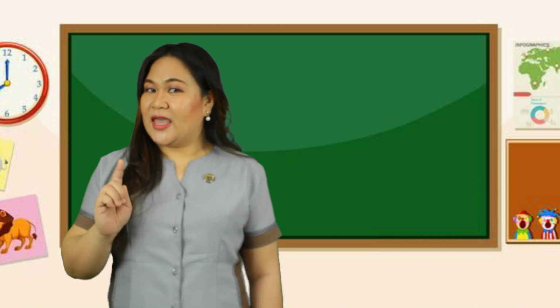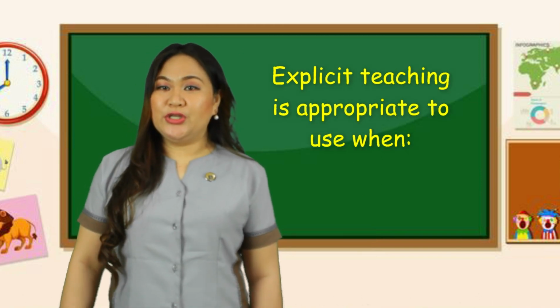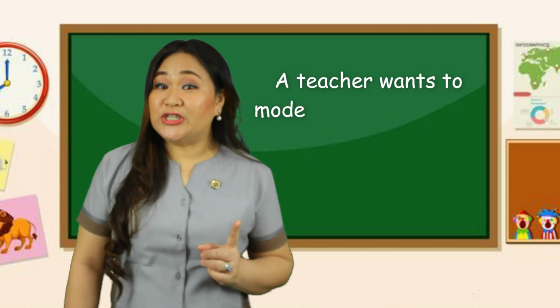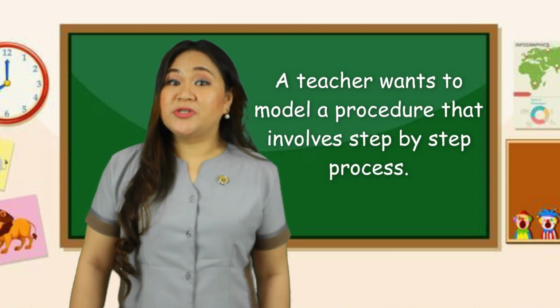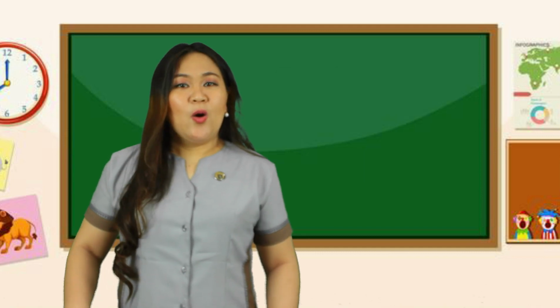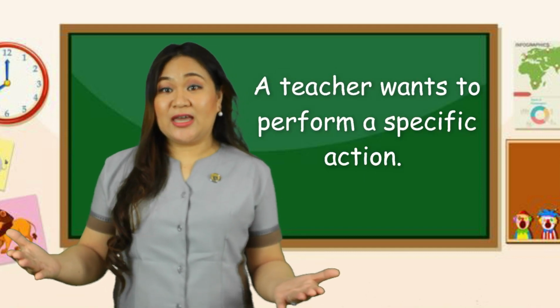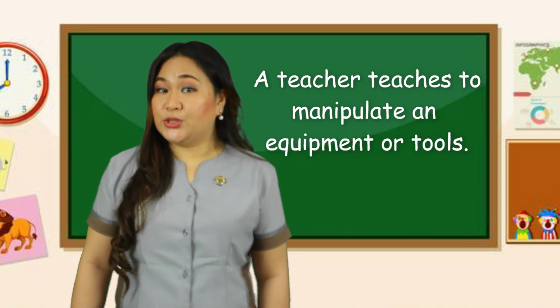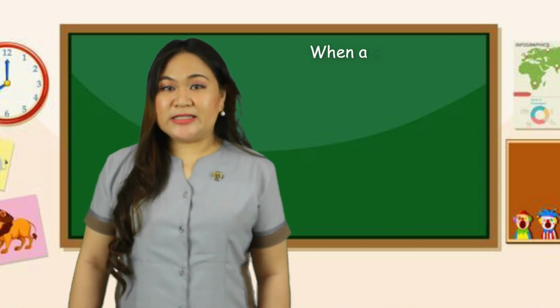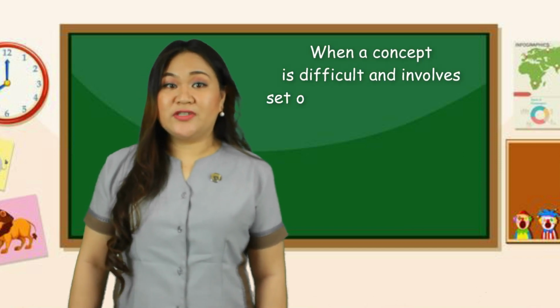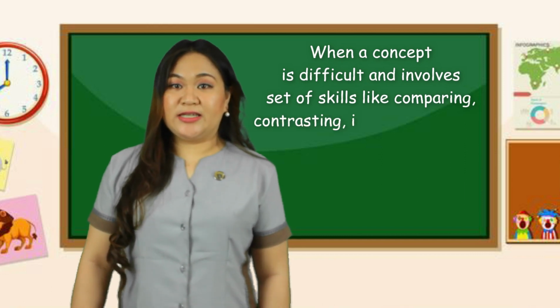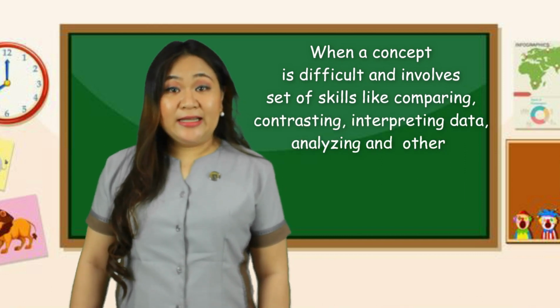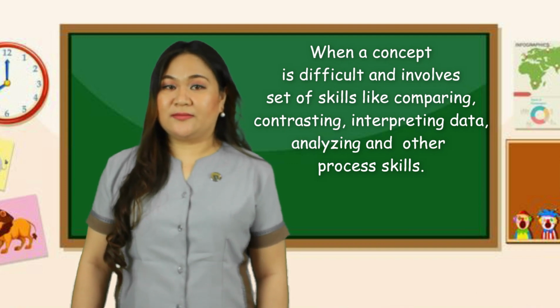When else is explicit teaching appropriate to use? Explicit teaching is appropriate to use when a teacher wants to model a procedure that involves step-by-step process. When a teacher wants to perform a specific action. When a teacher teaches to manipulate an equipment or tools. When a concept is difficult and involves a set of skills like comparing, contrasting, interpreting data, analyzing, and other process skills.